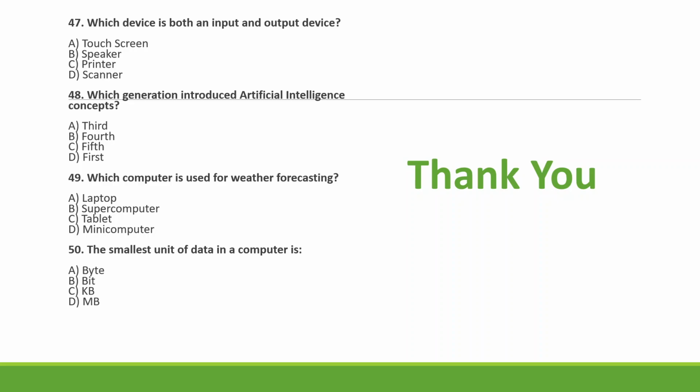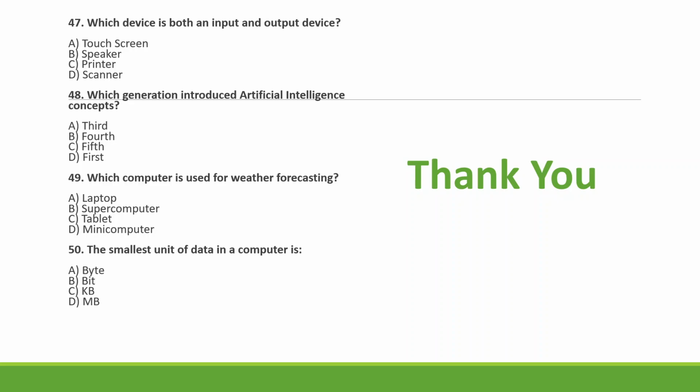Which generation introduced artificial intelligence concepts? Here, in the present generation, artificial intelligence was introduced. That is the fifth generation. Option C is the correct answer. Which computer is used for weather forecasting? To read those weather forecasting data, they are using the supercomputers. Here, option B is the correct answer.